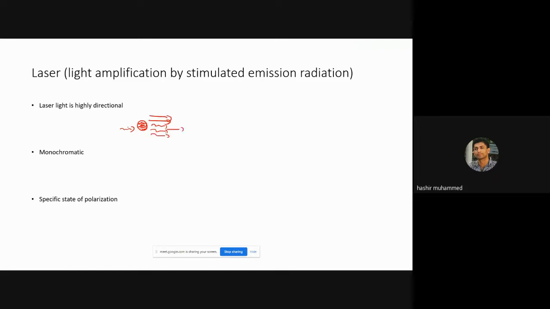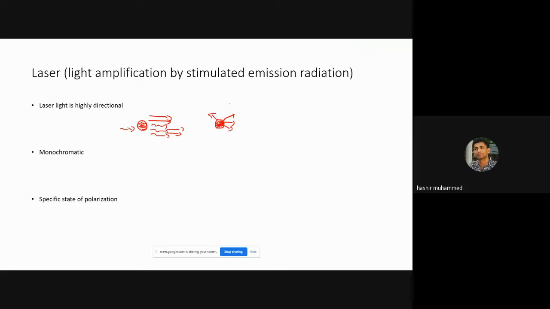I will show it this way. It's more directional. Suppose you are using an LED, the problem is spontaneous emission. In that case, you have 4 pi emission, emission in all directions.